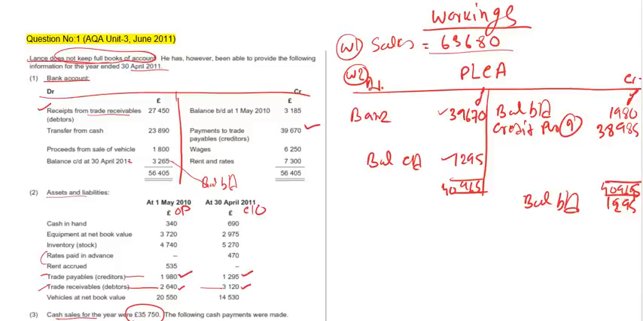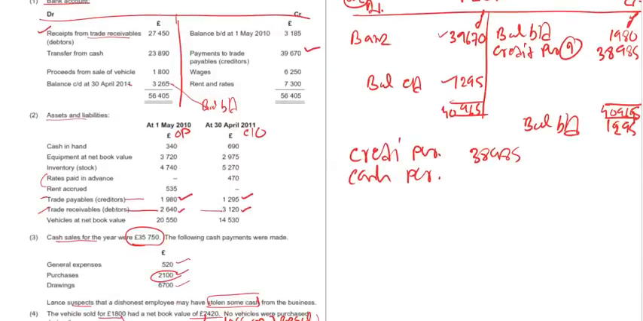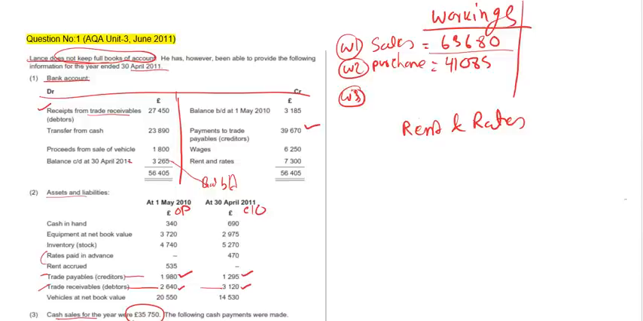We have cash purchases as well, so credit purchase was 38,985. You have cash purchases, let me look for it. This is given somewhere here. There is your cash purchases, 2100. You add up these two together, the total purchase is 41,085.